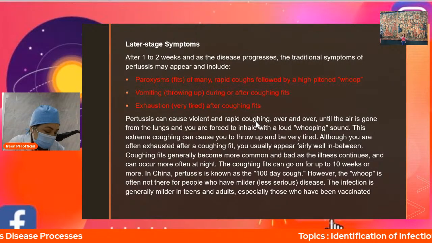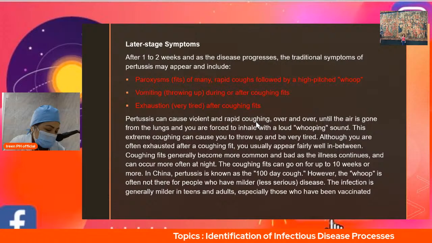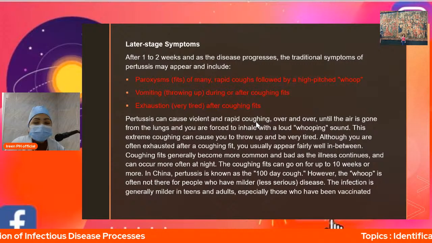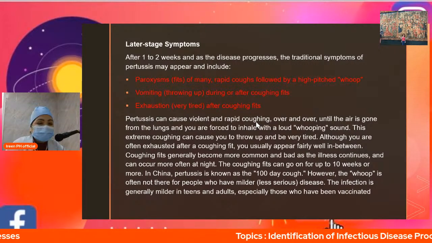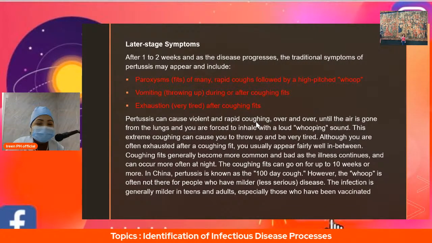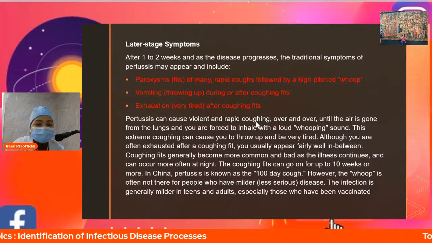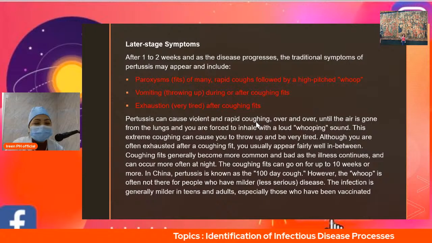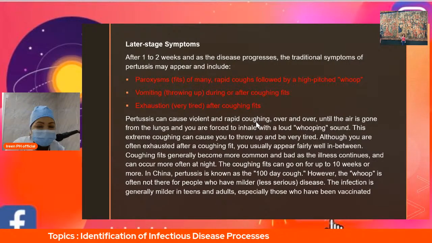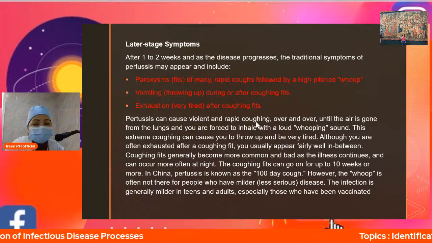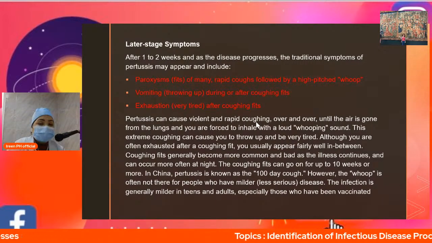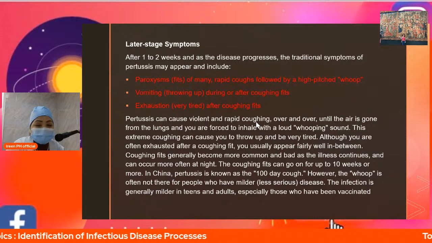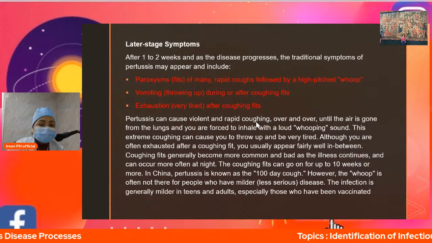Later stage signs and symptoms. After 1 to 2 weeks, as the disease progresses, the traditional symptoms of pertussis may appear. These include paroxysms, fits of many rapid coughs followed by a high-pitched whoop; vomiting, throwing up during or after coughing fits; and then exhaustion, being very tired after coughing fits.